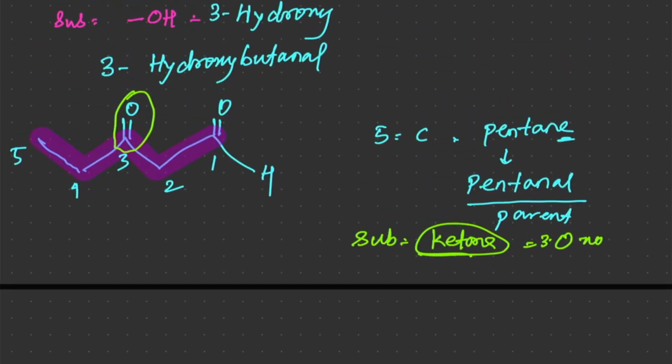Okay, so the actual name would be 3-oxopentanal. Again, there can be only one pentanal because aldehyde has to be 1. Aldehyde cannot be in between. Okay, that's pretty much all about the aldehyde introductions and nomenclatures.